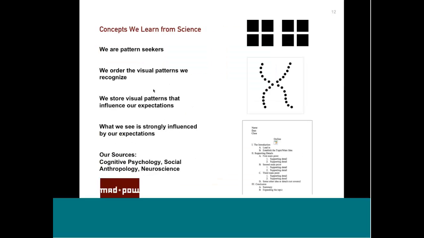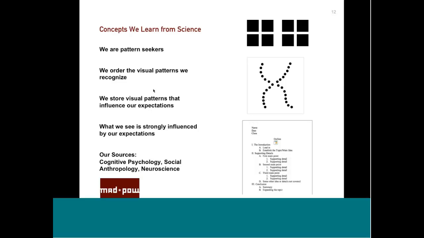So as designers, one of the most important things is to recognize that we can learn from much of what's going on in science, in cognitive psychology, in social anthropology, and in neuroscience. We can recognize what Dan has stated, that we're pattern seekers, that we order the visual patterns that we recognize. The examples over here on the right will come up again as we talk about some of the Gestalt elements.